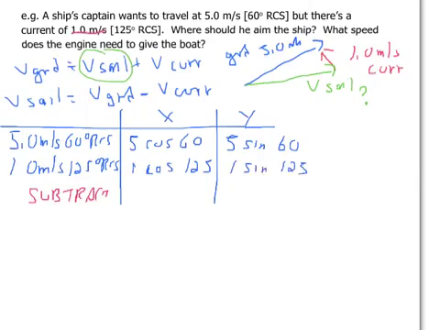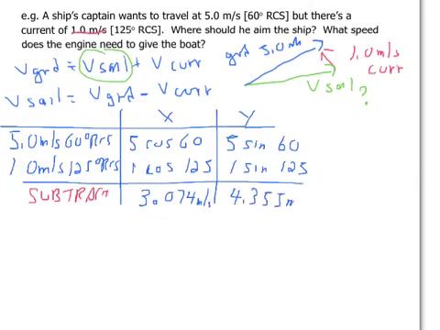We use our calculator to find the difference, and it tells us the difference in the x component is 3.074 meters per second, and in the y component it is 4.355 meters per second. Now those are merely the x and y components of our sail velocity. We have to use Pythagoras' theorem to put it back together. We'll quickly draw a labeled diagram. Horizontally is 3.074, vertically is 4.355, and we're looking for the hypotenuse.